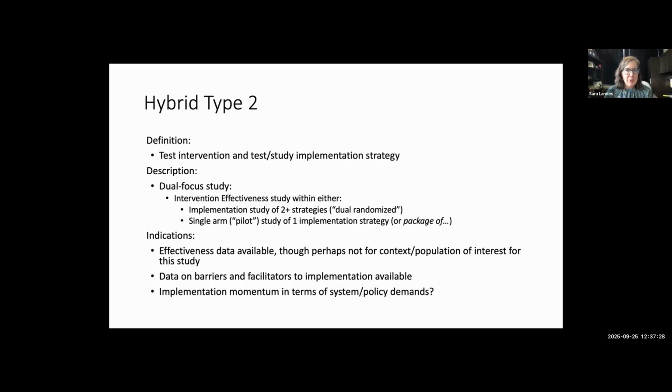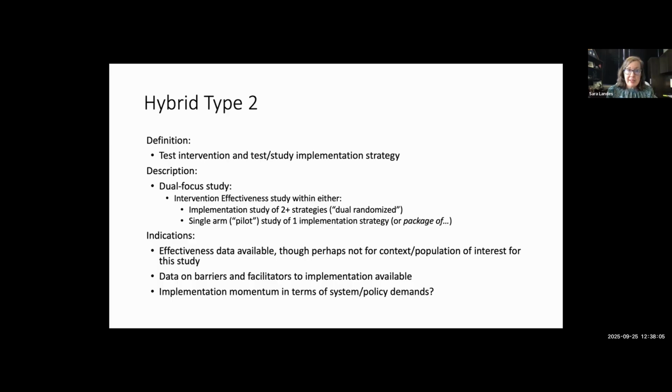And we kind of think of these as 2 different types of type 2s, which is how at one point we started to try to specify them more specifically. What's most common is that second one, the single arm, quote unquote, pilot study of one implementation strategy or implementation bundle. So you are using one implementation strategy or bundle to implement the thing, learning about it, and gathering effectiveness data. That's what we see most commonly. And one of the examples of one of my papers that I have later in the slides for you is this type of type 2.